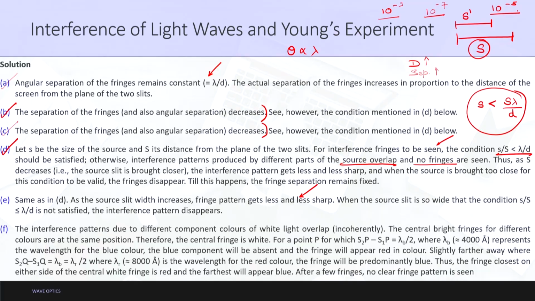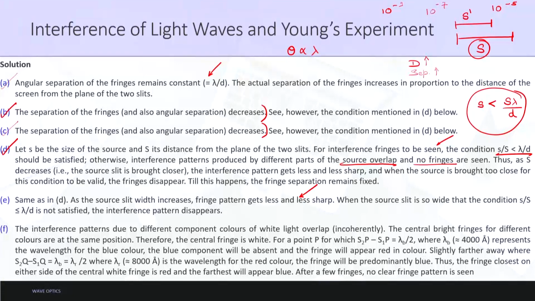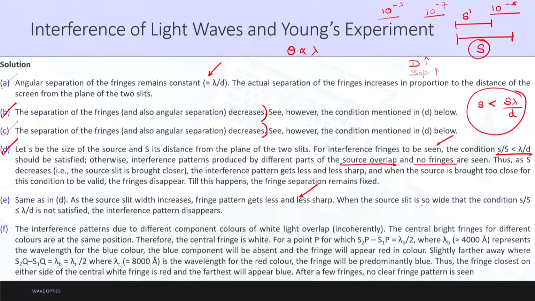Interference fringes are only visible when the wavelength is of the same order as that of the object through which it passes. So if the width is increased, the fringe pattern will again get less sharp. And when the source slit is too wide, the condition s by S is less than or equal to lambda D by d is not satisfied, hence the interference pattern disappears.